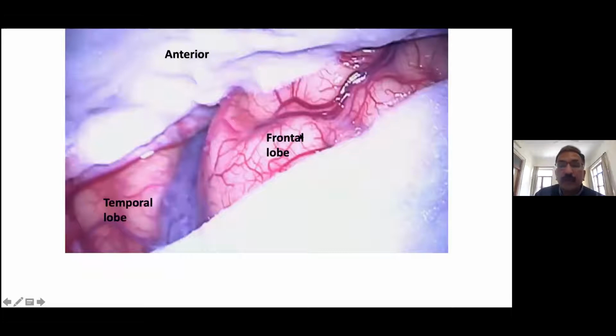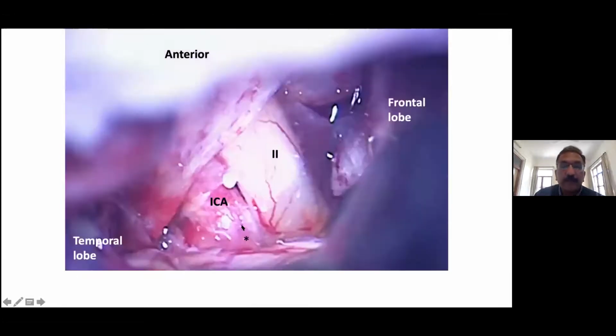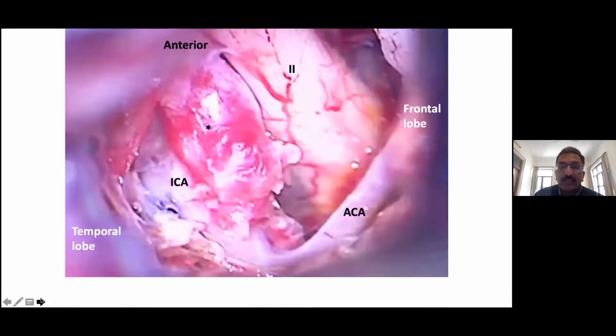So this is the frontal lobe and the temporal lobe. This is the left-sided surgery, and the second nerve and the ICA are exposed. And you see, this is how a dissecting segment of the ICA looks. It looks so red and abnormal. So further dissection got us to the anterior cerebral artery. This is the ICA. And you see that this whole thing is so irregular.